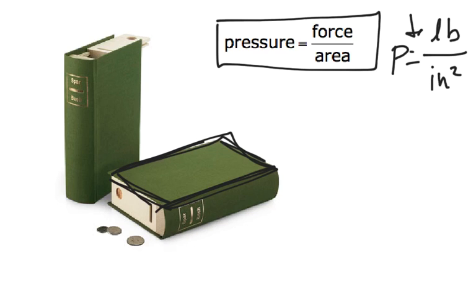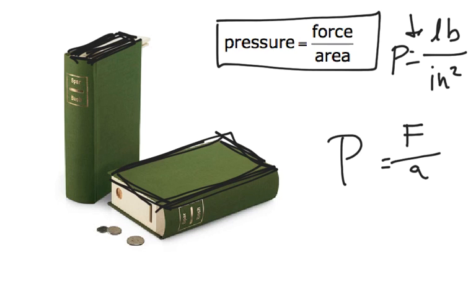Now, if instead of having the book flat like this, I were to take the book and stand it up on its end, then the force would be the same. I get the exact same force because it has the same weight, but the area would be smaller. So the force divided by a smaller area would give me a greater pressure. Both of these books would exert the same force, but since it's over a different area, I would get a different pressure in both cases.